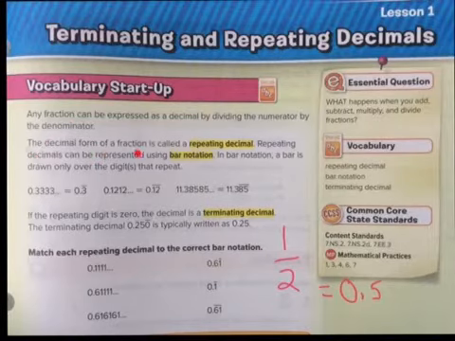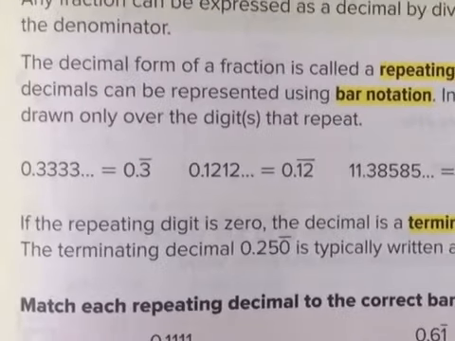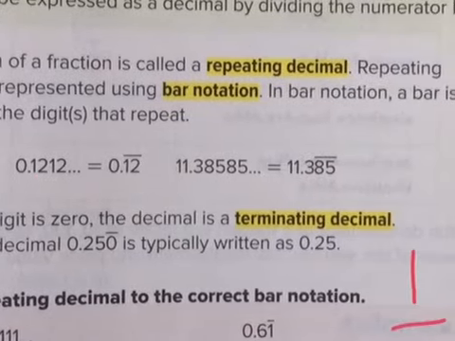The decimal form of a fraction is called a repeating decimal. Repeating decimals can be represented using bar notation. In bar notation, a bar is drawn over the digit or digits that repeat. For example, 3, 3, 3, 3, 3, and it continues, put dot, dot, dot, it continues forever. Okay? We can just simply stop at the first digit and put a bar. Now, if it's the 12 that is repeating, 1, 2, 1, 2, 1, 2, we do both of them, 1, 2. Got it? You just put the bar over the ones that repeat.